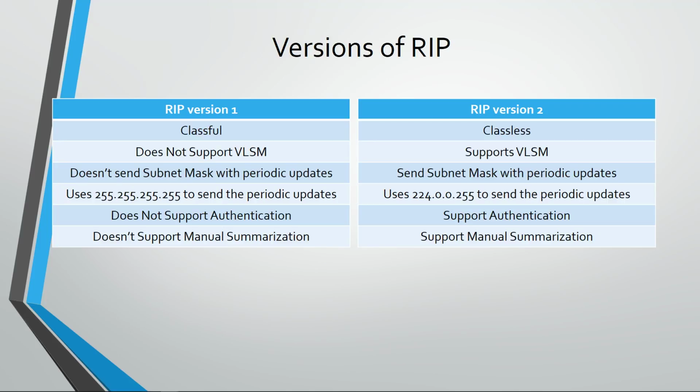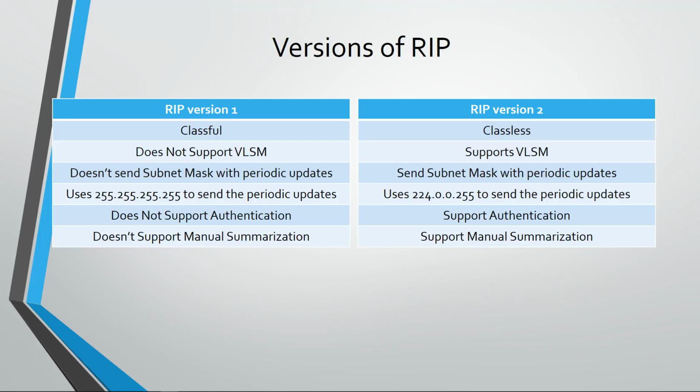For RIP version 2, which is the opposite, it supports classless routing and supports variable length subnet mask, or VLSM. So let's say you have a class A address. You could make the host portion smaller, or you could use a value more than /8.